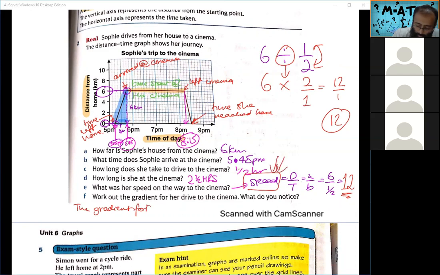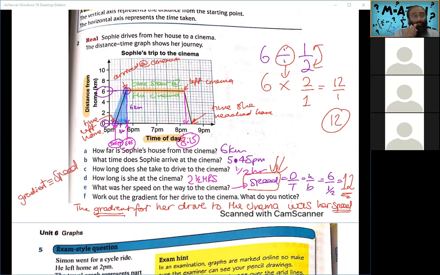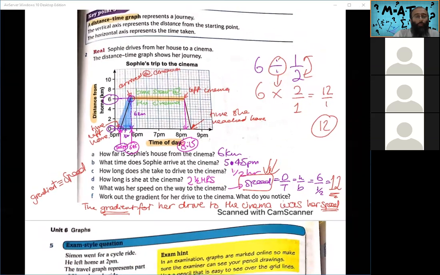The gradient for her drive to the cinema was her speed. So gradient is equivalent to speed in a distance-time graph. Okay, folks, are we happy with that?